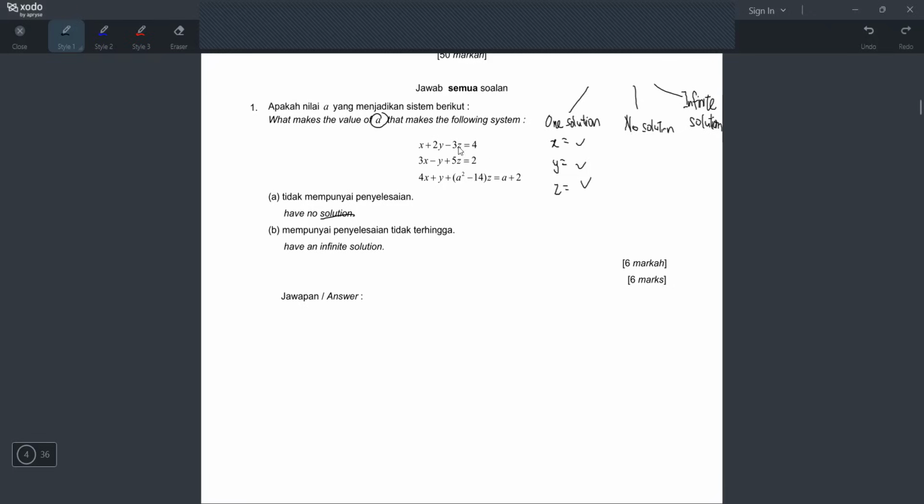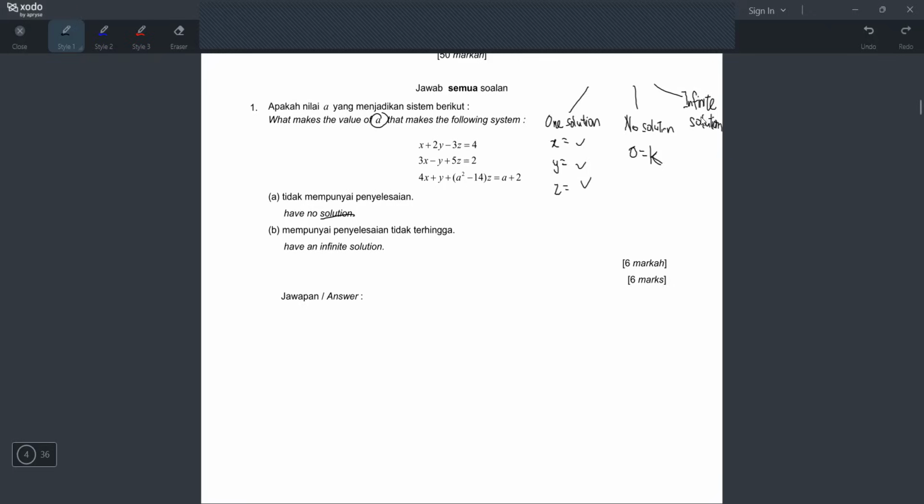If you do everything correctly and you end up with one answer for x, y, z, then it's one solution. But if you do everything correctly and you see 0 equals a number, so I put k here, but this k can be any number. It can be 1, 2, 8, 9, 10. If you do the substitution method or the elimination method correctly, and you end up with 0 equals k, then you will straight away write there is no solution. It means this question really has no answer. No solution means no answer, right?